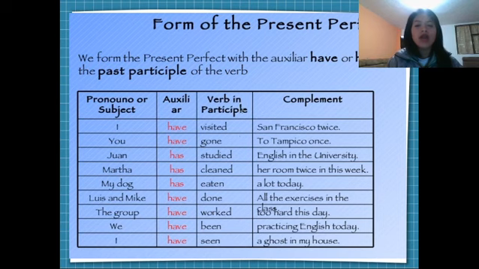And of course, we have to use the verb in past participle, right? For example, visited, this is a regular verb, we have to use ed. Gone is the past participle form of the verb go, right? Eaten is the past participle form of eat. Been is the past participle form of the verb to be. Seen is the past participle form of see, right?